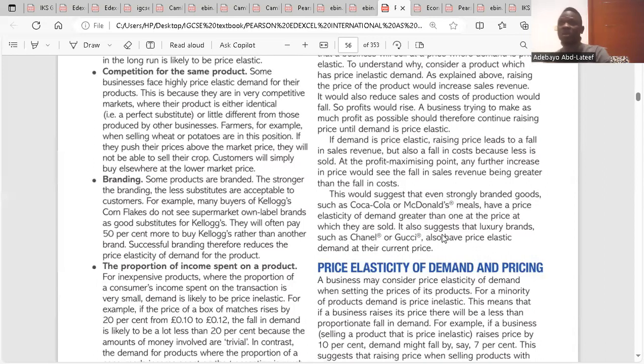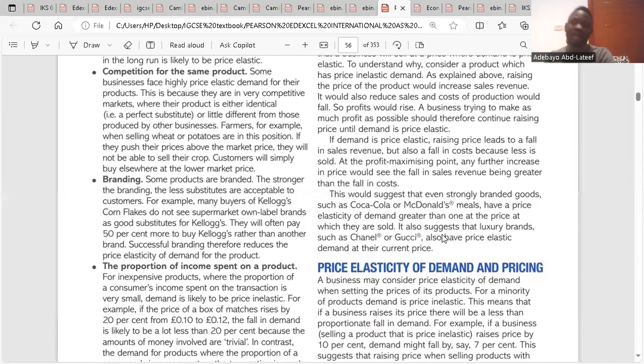If the brand is so strong, people will be emotionally attached to such a brand. So whatever the brand is, whatever price it is selling at, consumers will be willing to pay more to buy such a product rather than buy from its competitors. So a product with a strong brand will have its PED inelastic.